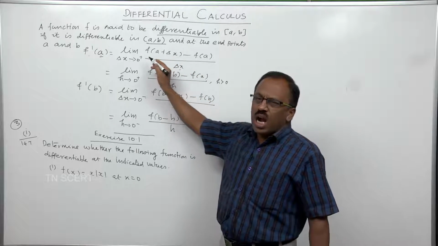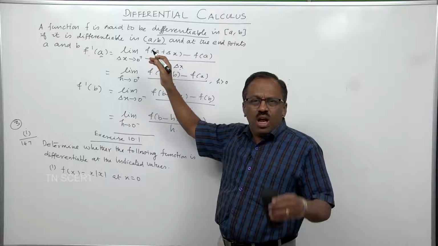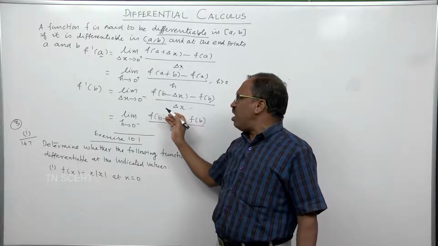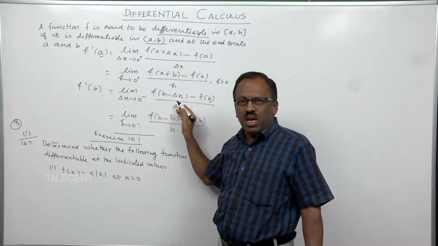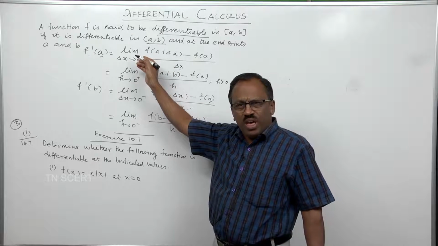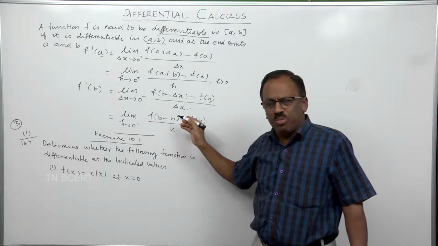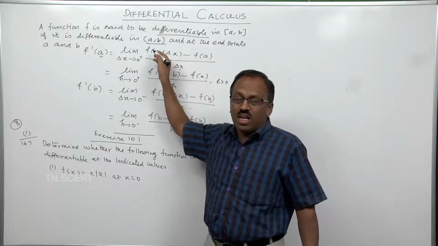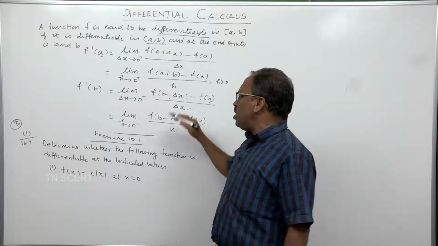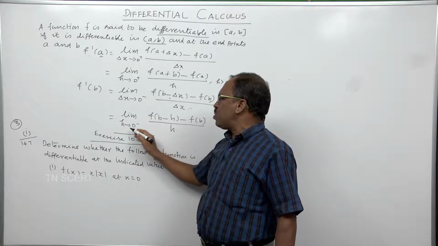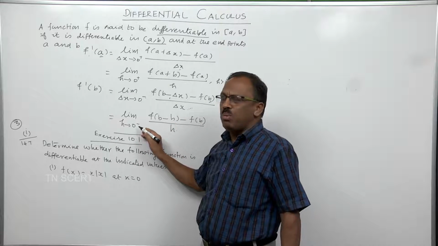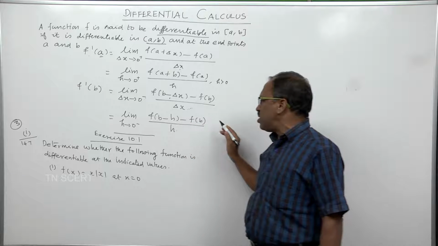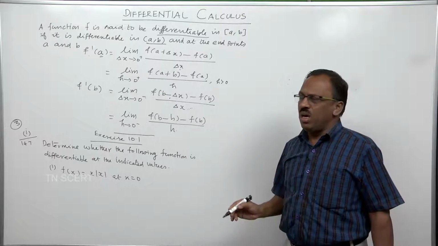Here it is right of the limit a, here left of the limit b. That is the reason why here it is minus, there it is plus. So these are the two things you must remember. So h tends to 0 minus, so f of b minus h minus f of b by h.